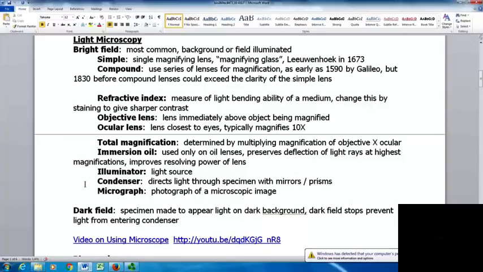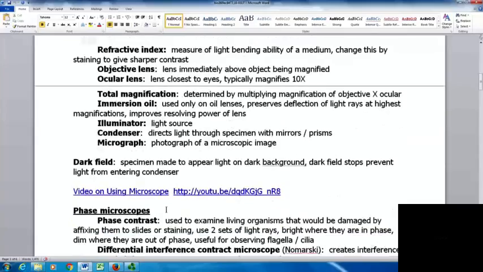Your illuminator is the light source, and the condenser is going to direct light through the specimen using mirrors and prisms. A micrograph is just a photograph of a microscopic image. Dark field is when the specimen is made to appear light on a dark background. Dark field stops help prevent the light from entering the condenser.